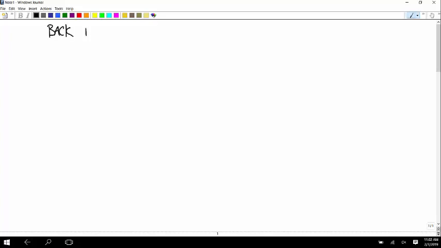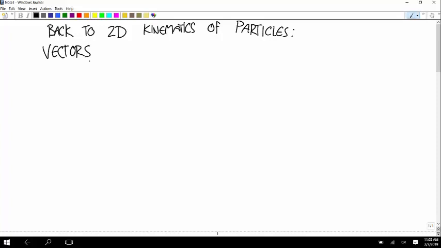Okay, so back to, well, really the overall topic is 2D kinematics of particles. Before we can do problems in 2D kinematics of particles, we have to learn how to do vector calculations. We talked about the intuitive physical meaning of adding vectors and multiplying vectors by numbers, but that's not the way we're going to do calculations. So now I'm going to talk about vector components, expressing vectors in components, and using those in calculations.